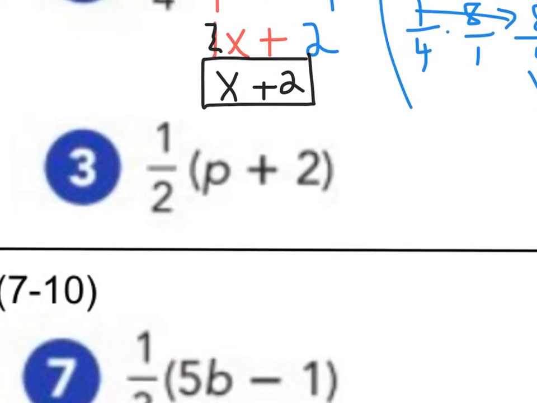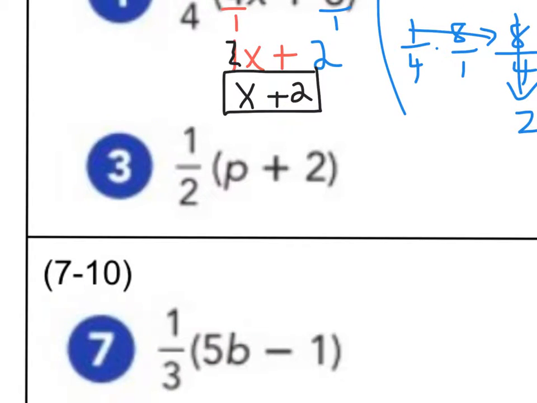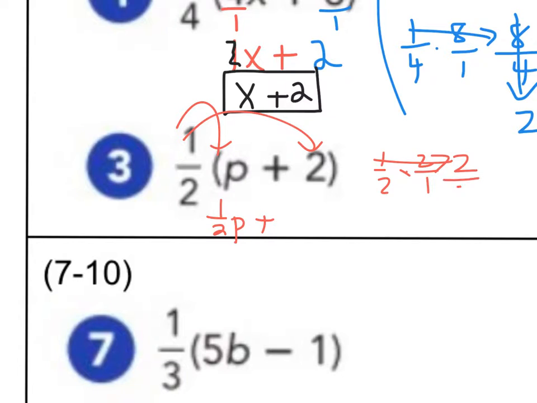Okay, so number 3. 1/2 times p. That's a 1p. So that's basically just going to be 1/2 p plus 1/2 times 2. That's 2 over 2, which is 1. So that would be 1/2 p plus 1.